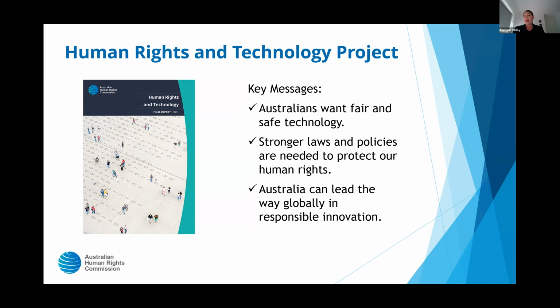We want Australia to be a leader in innovation, but even more importantly, we need Australia to lead the way in responsible innovation. These are the key messages from the final report. Australians want technology that is safe, fair, and reliable. We need to approach innovation in a way that reflects our liberal democratic values and laws, and we need to ensure that human rights considerations are embedded at every single step along the way. The final report ultimately made 38 separate recommendations.